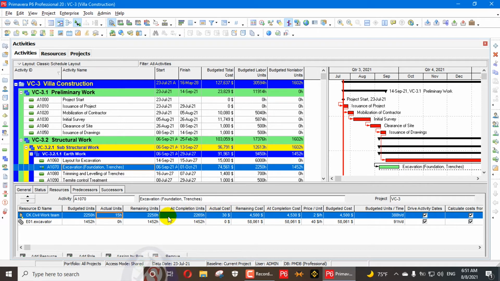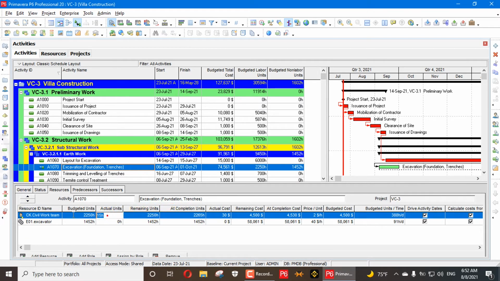When I add 15 here, you will see 15 added to 2250 hours. It calculated 2265. Also here, cost is multiplied, 15 multiplied by 2, because you know the price per unit rate is 2. You can see 2 multiplied by 15 and $30 comes, and it is added to get at completion cost, the same as I updated in units.